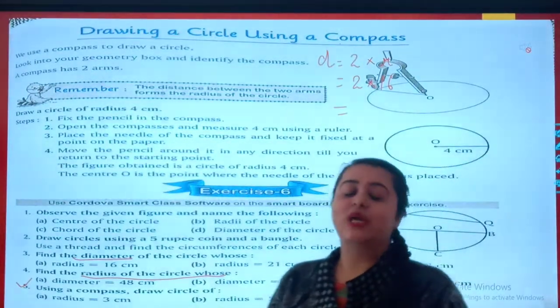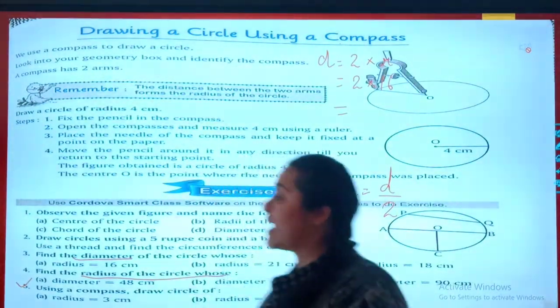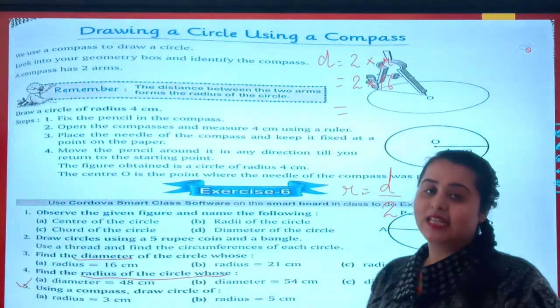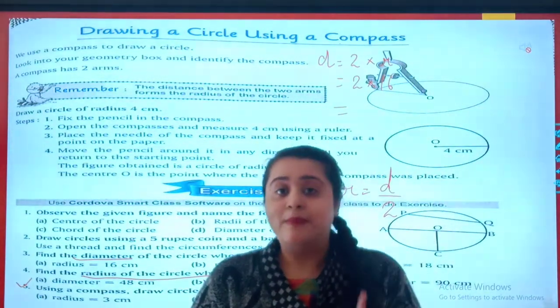So students, here we complete the discussion of our exercise which was related to circle. Let's go. Complete your notes.